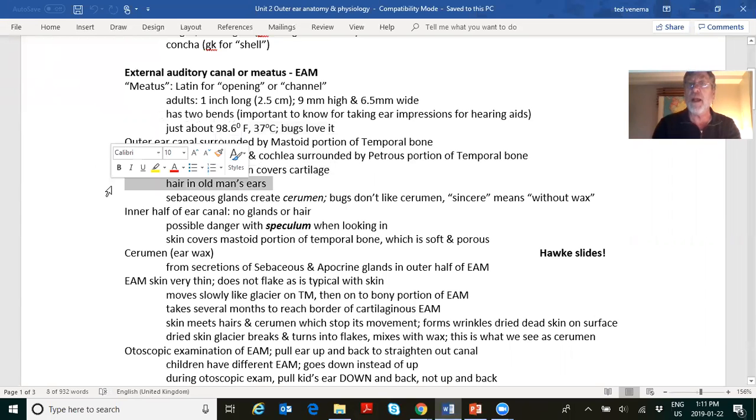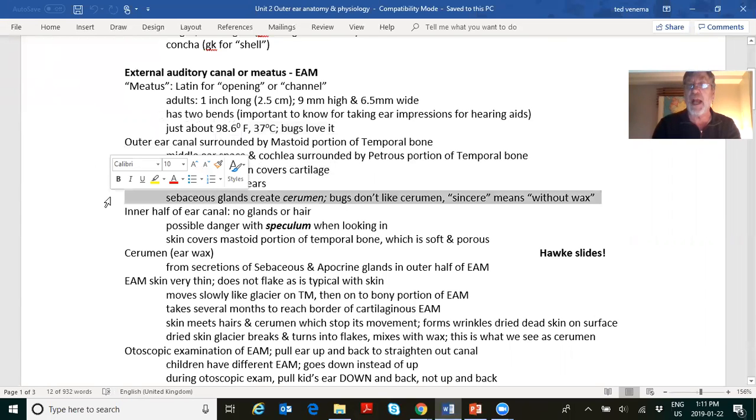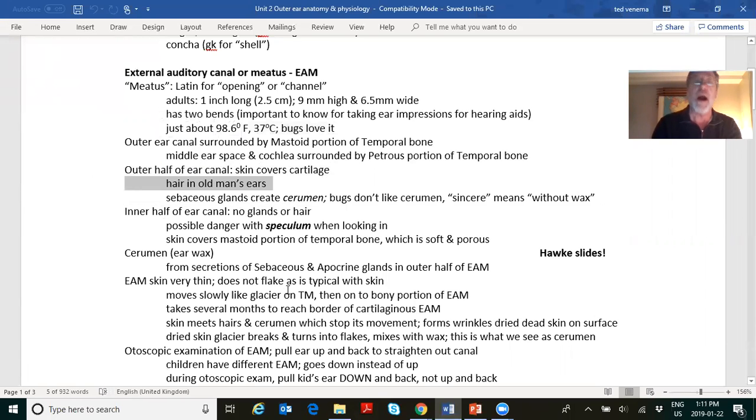Hair in old men's ears, sebaceous glands create cerumen. Where does the hair grow in old men's ears? Outer half of the ear canal, especially behind the tragus. Glands in the cartilaginous portion of the ear canal create cerumen, earwax. Bugs don't like cerumen.